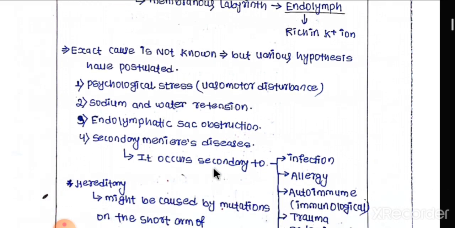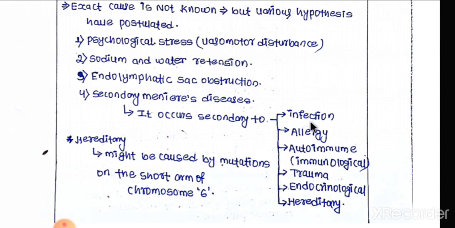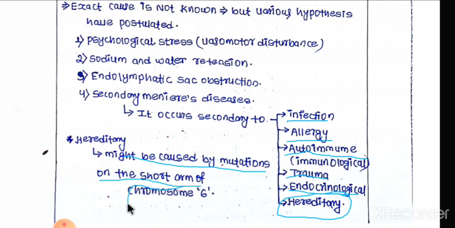Now we study secondary Meniere's disease, which has secondary causes. They are infection, allergy, autoimmune or immunological, trauma, endocrinological, and hereditary. Hereditary might be caused by a mutation on the short arm of chromosome number 6. This is a past question asked.